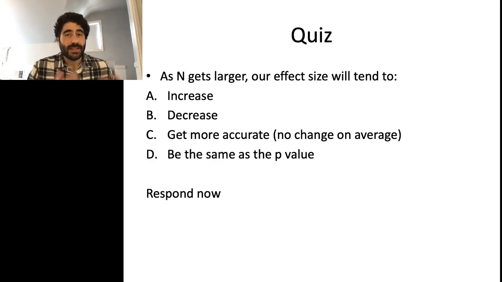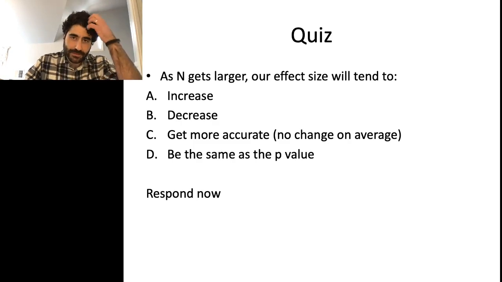For p-values, if there is a real effect, then our p-value is going to get smaller and smaller with bigger samples. If there isn't a real effect, then our p-value is going to kind of just wander around, right, and be uniformly distributed like we talked about last week.